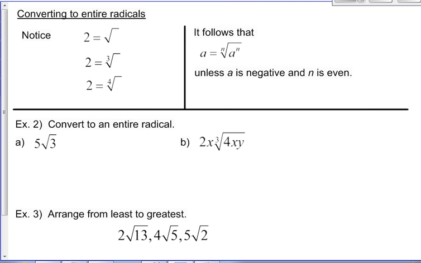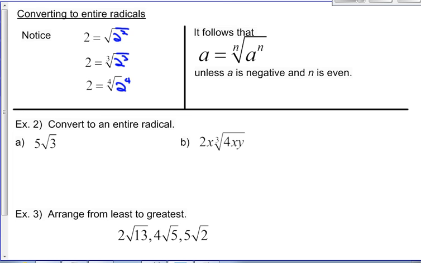Okay, converting to entire radicals. Here's something to notice. 2 is the square root of 4, or the square root of 2 squared. 2 is the cube root of 8, or the cube root of 2 cubed. 2 is the fourth root of 2 to the 4th, and so on. So it follows that as long as this value is reasonable, then a is just the nth root of a to the n.